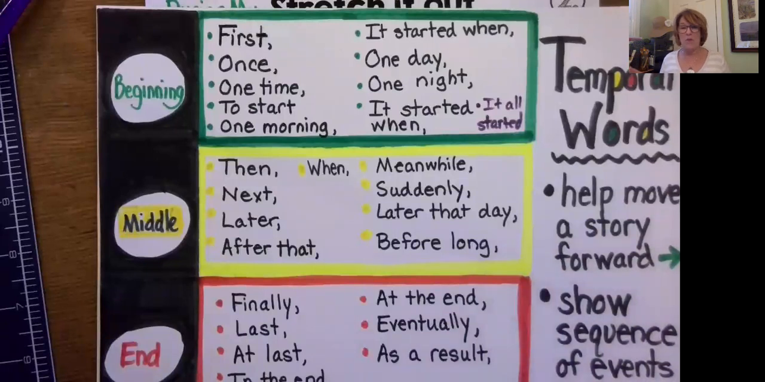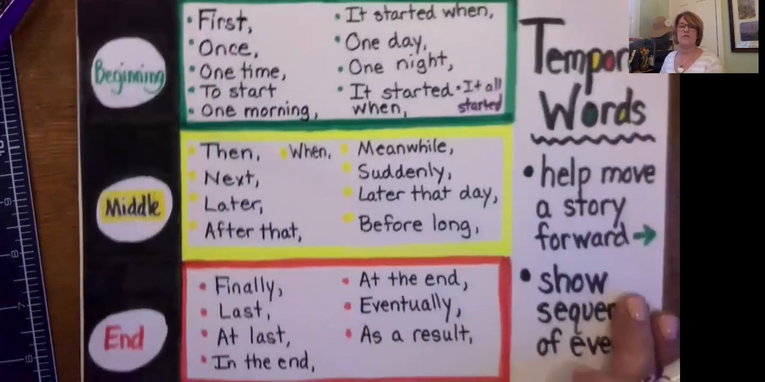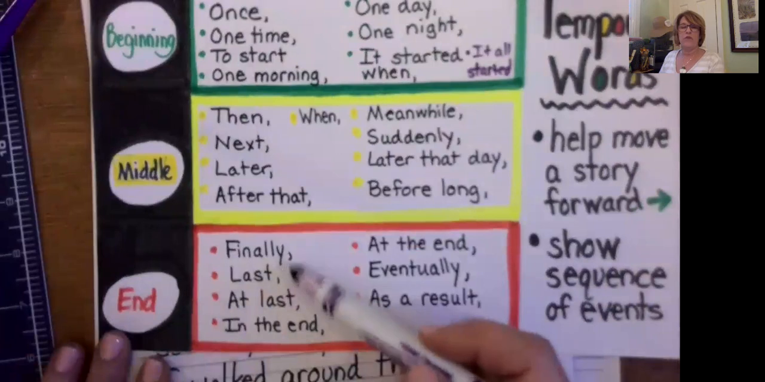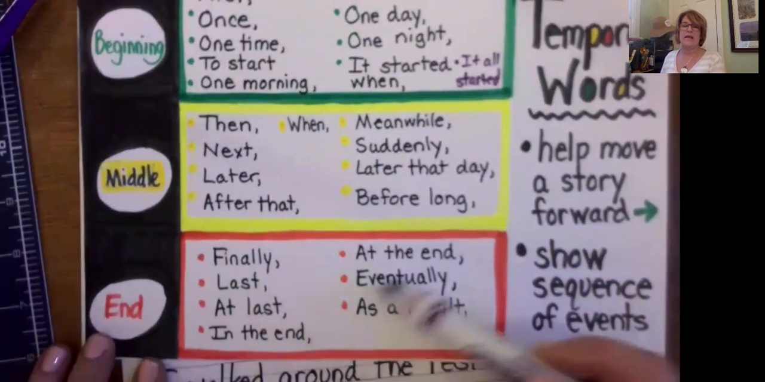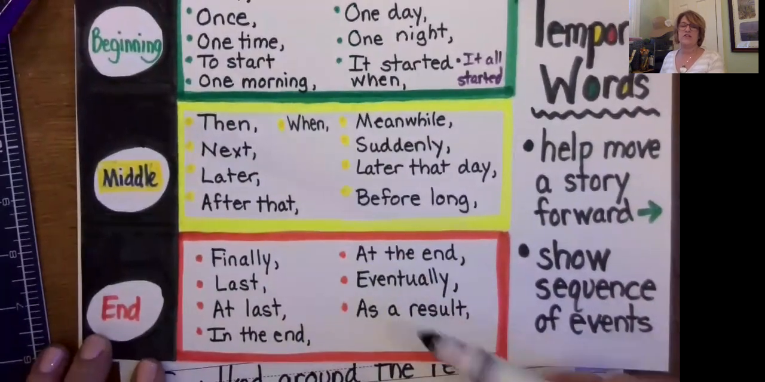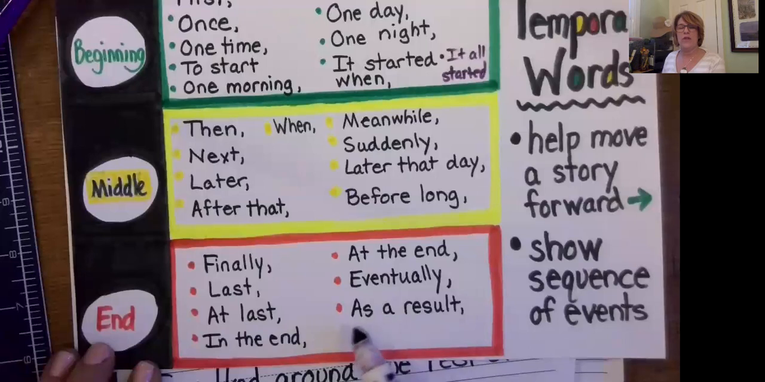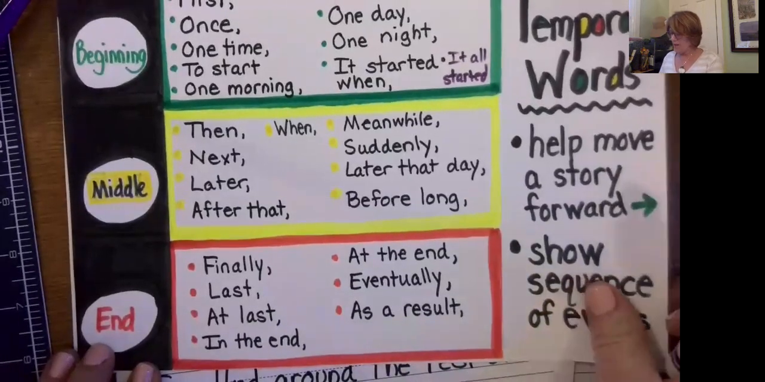Okay, thank you for coming back. I bet you picked a really good temporal word to put in your middle. Now I'm going to switch to my end. And again, we're going to look at the list for the ending. These are words that I can use for the end of a story. Finally, last, at last, in the end, at the end, eventually, as a result. And I really like this one, as a result. That means because something happened. So I'm going to use that, as a result.